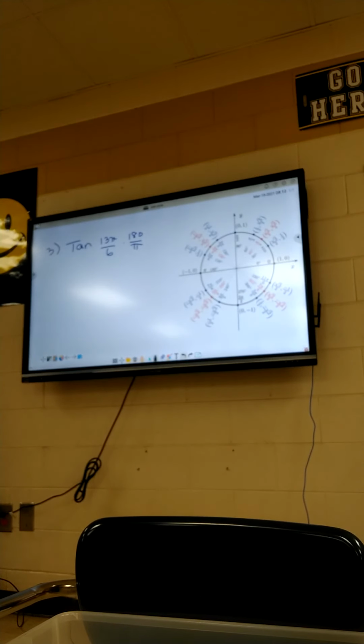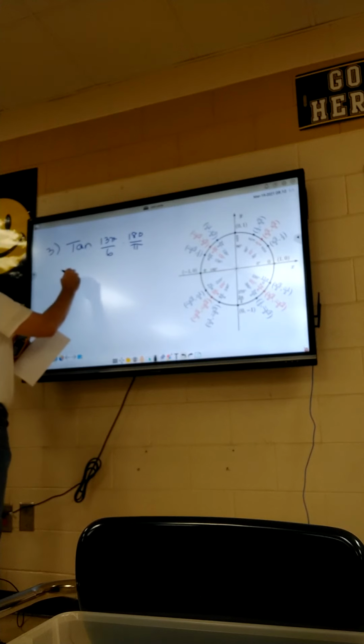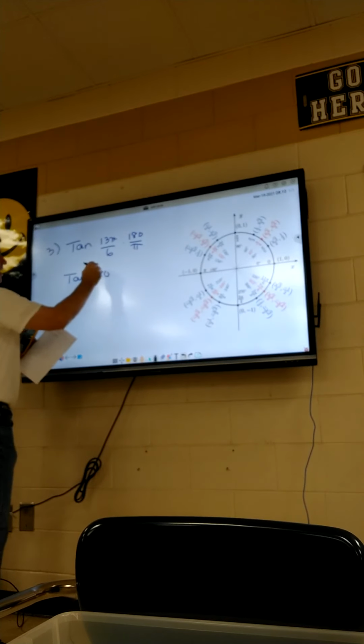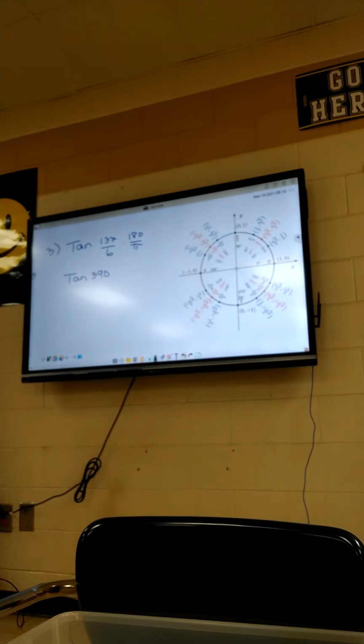13 pi over 6 times 180 over pi. Anybody else on the calculator? Everybody's good? All right, 390 is what I got. Tangent of 390. Look at it. Something's still wrong with it. Yeah, it's too big, right?